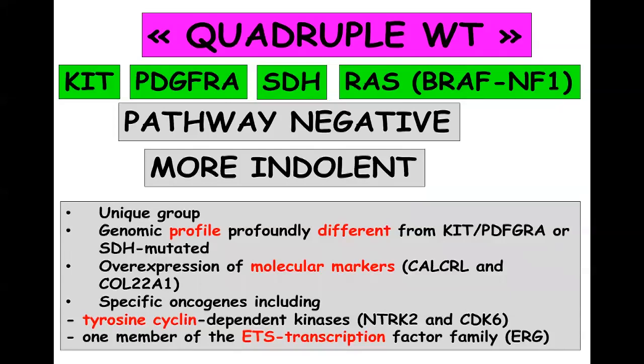It's a unique group with a genomic profile profoundly different from KIT, PDGFR, or SDH mutated, with overexpression of molecular markers such as CLA, CRL, and COL22A1, and also with specific oncogenes, including tyrosine cyclin-dependent kinase, TRK2 and CDK6, and also one member of the ETS transcription factor family, ERG.